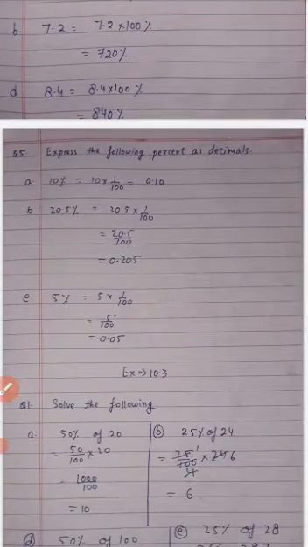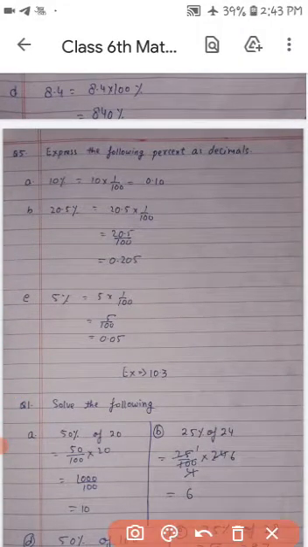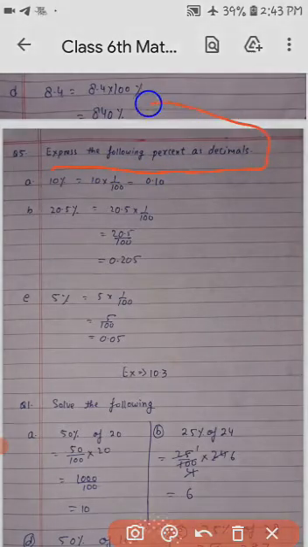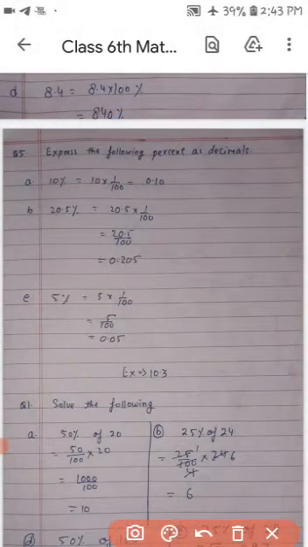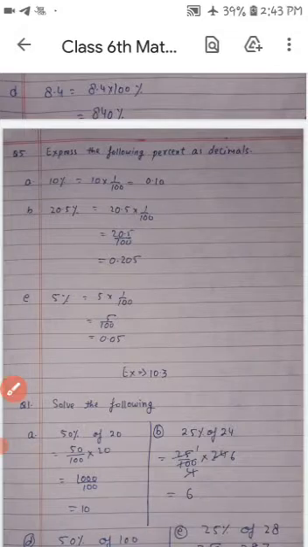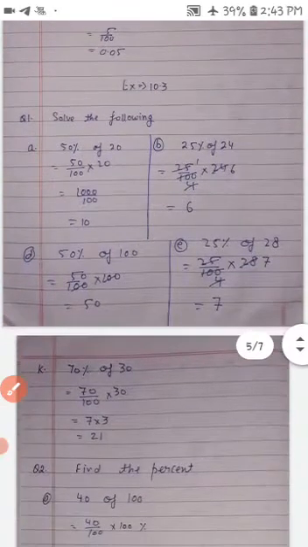Question 5. Express the following percent as a decimal. Now 10% is equal to 10 into 1 upon 100, equal to 0.10. 10.5% equals 10.5 into 1 upon 100, equal to 0.105. Answer. 5% is equal to 5 upon 100, equal to 0.05. Answer.